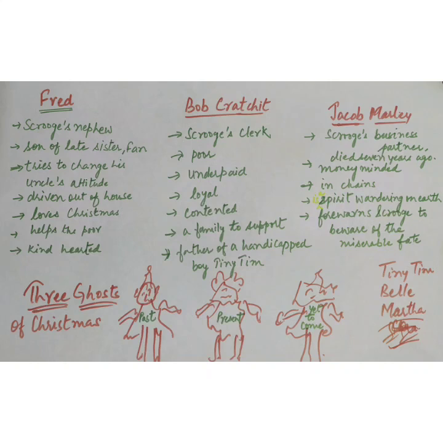Next is Fred. Fred is Scrooge's nephew. He is the only son of his late loving sister Fan. He is a man who tries to change his uncle's attitude but is driven out of the house. Next character is Bob Cratchit. Bob Cratchit is Scrooge's clerk, poor and underpaid, loyal and contented, with a family of 5 persons to support. He is a father of a handicapped boy, Tiny Tim.